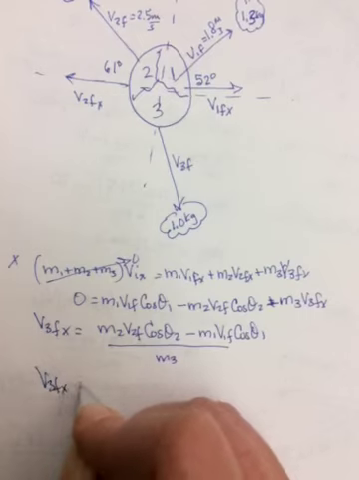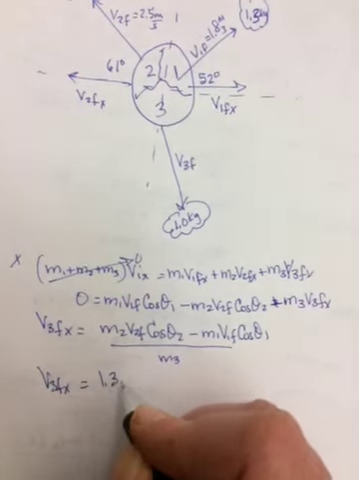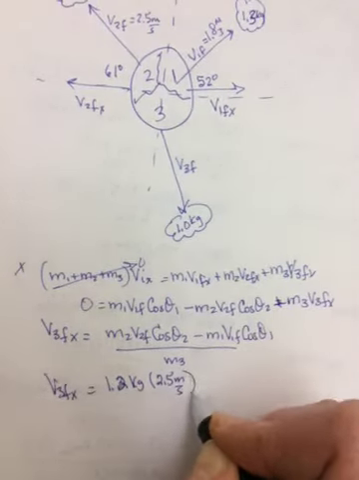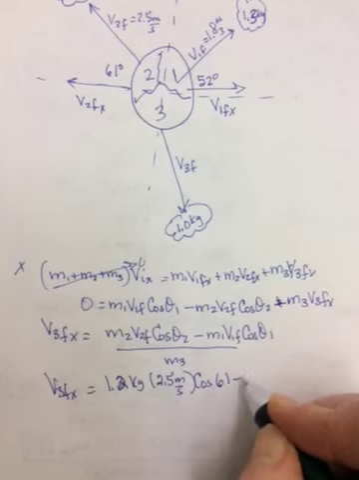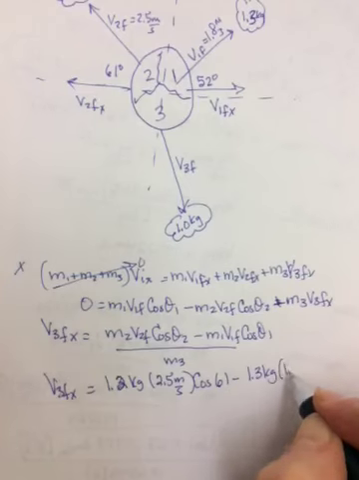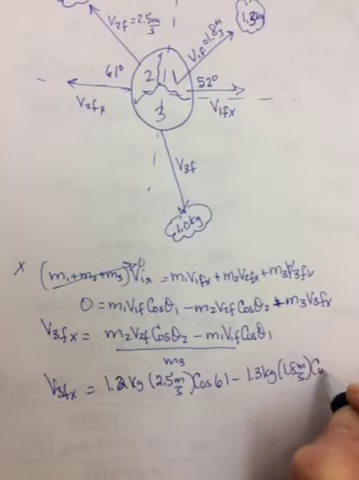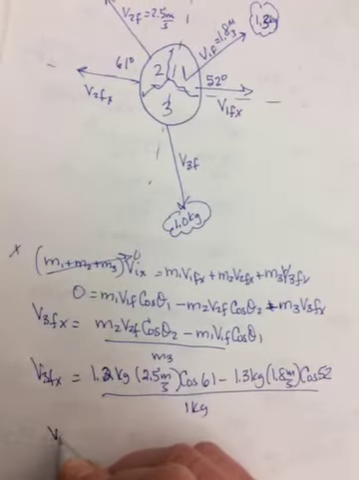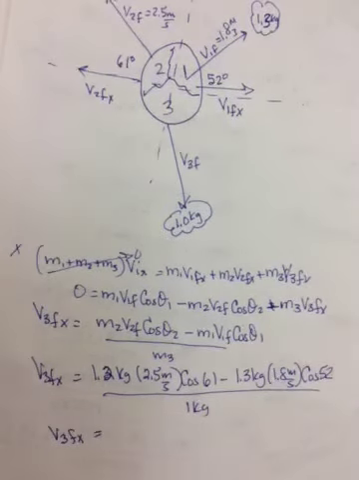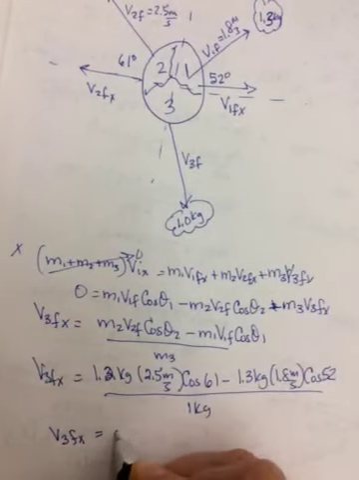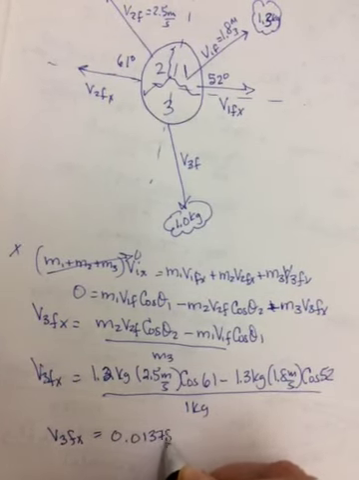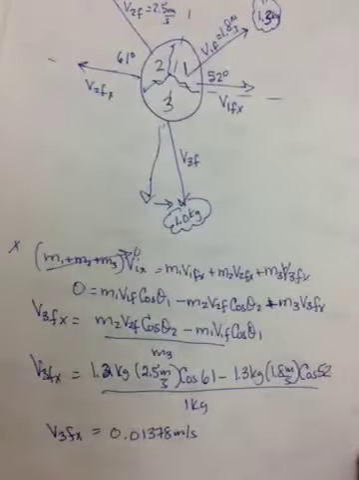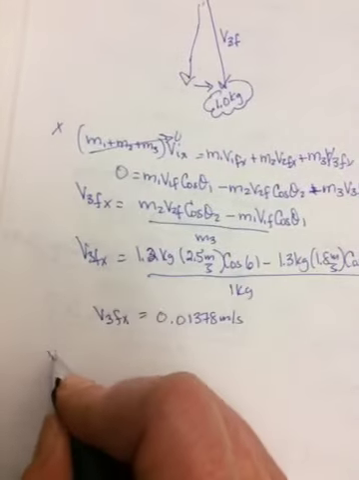So v3fx will equal 1.2 kilograms times 2.5 meters per second times the cos of 61 minus 1.3 kilograms times 1.8 meters per second times the cos of 52, and that's going to be divided by 1 kilogram. And you should get a v3fx to be 0.01378 meters per second. Works out to be positive, which means I did draw it in the right direction, but it's only tiny. So now we can do the y.